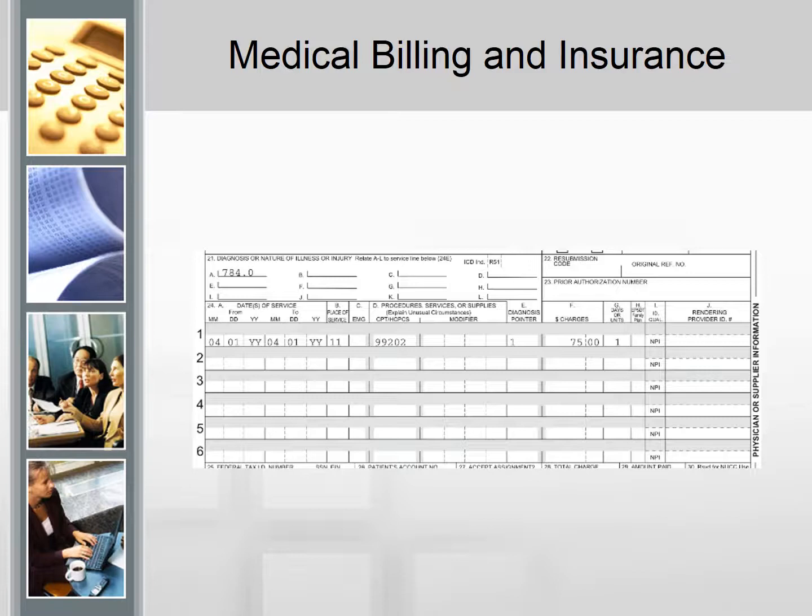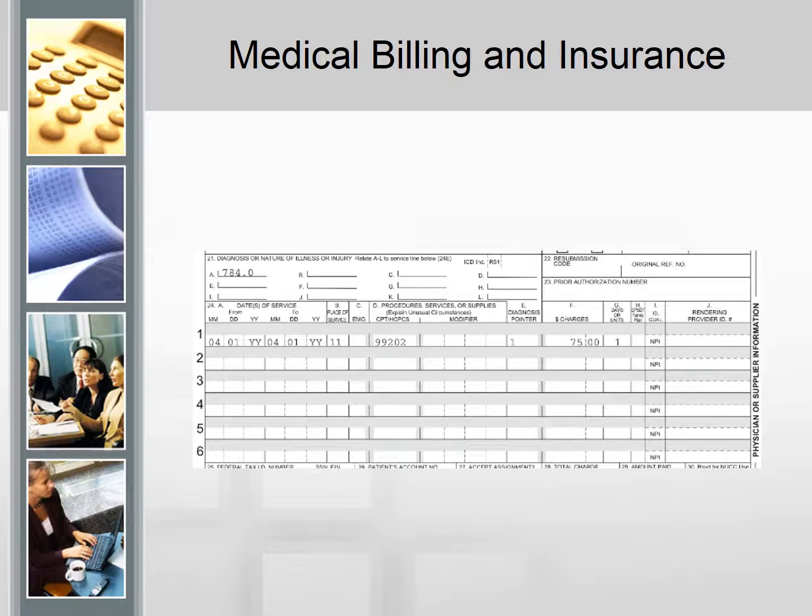In column F, it's asking us for the charges of each service. So notice no dollar signs or decimal points are entered. We have the vertical line again separating those items, so we can just enter the dollar amounts. Column G is asking us for the days or units. So in this case, the visit was just performed once, so we have the number 1. In our previous example, if this were an inpatient and the service was performed on multiple days, then we would have a different number listed there.